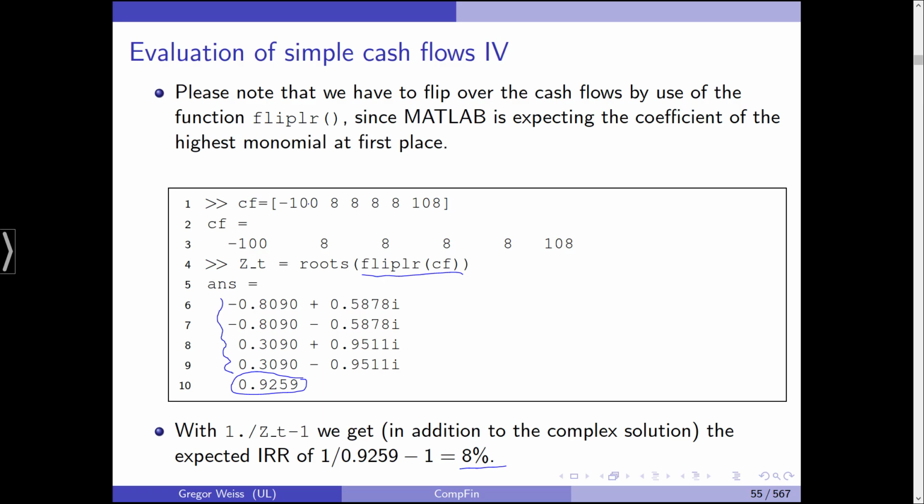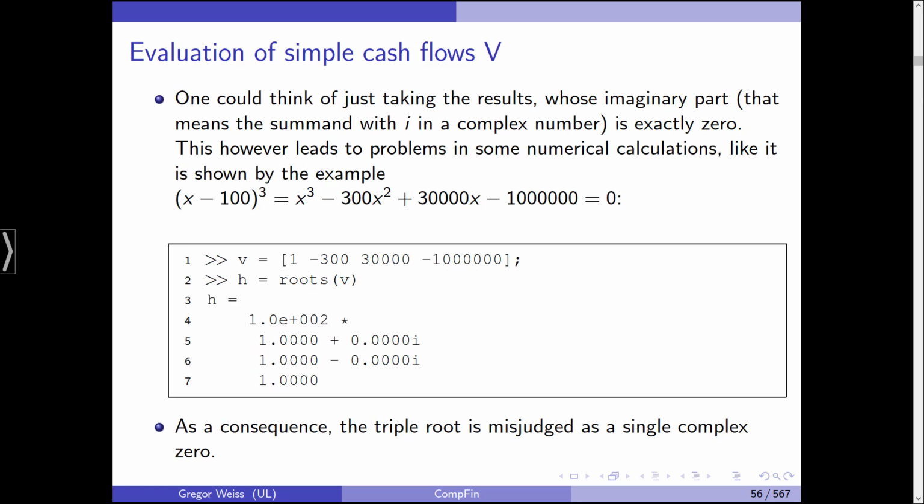Now, if the price is 100 and we have an 8% coupon and this is our bond, it's trivial that we get a discount rate that is equivalent to an 8% internal rate of return. If we were to change this price, let's say to 98, then of course we would get a different internal rate of return. Well, you can try this out at home. Now, one could think of just taking the results whose imaginary part, so the complex numbers, is exactly 0 as we did here. In this example, it worked.